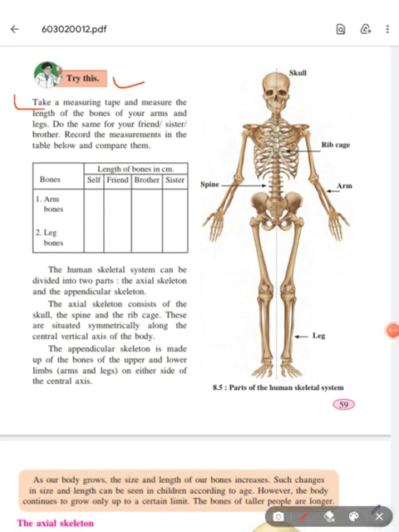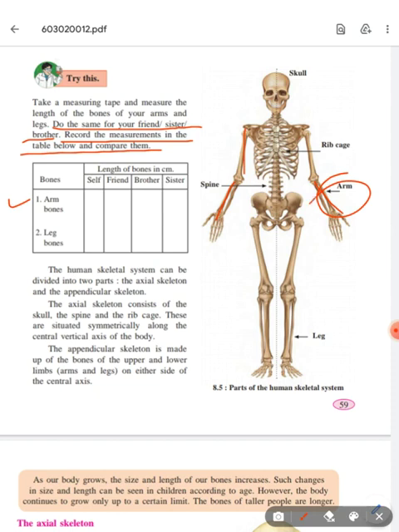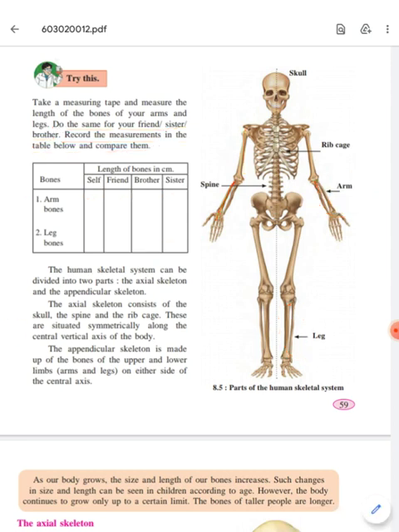Try this. Using a measuring tape, measure the length of the bones of your arms and legs. Do the same with your friends, sister, brother. Record the measurements in the table below and compare them. First, arm bones. This is the arm bone. You have to measure it and write it here. Leg bones: these are the leg bones. Measure it and write it here in this table.